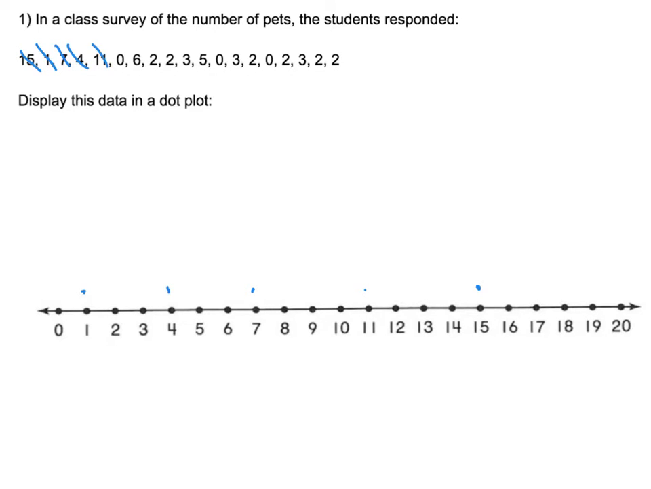11, 0, the 6, 2 2s. Notice now I'm stacking them one on top of the other. I have a 3, a 5, another 0, so again I'm going to stack them, another 3, one more 2, a 0, another 2, another 3, and 2 more 2s.